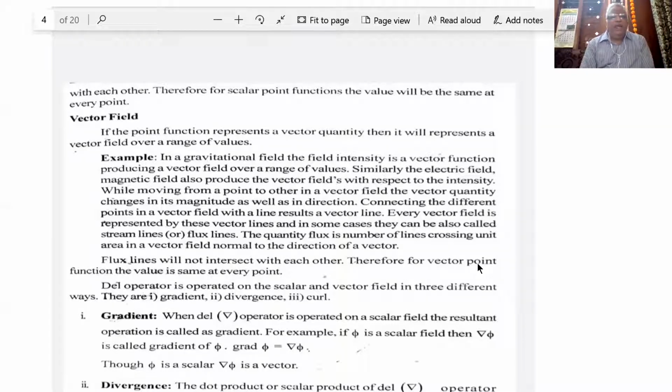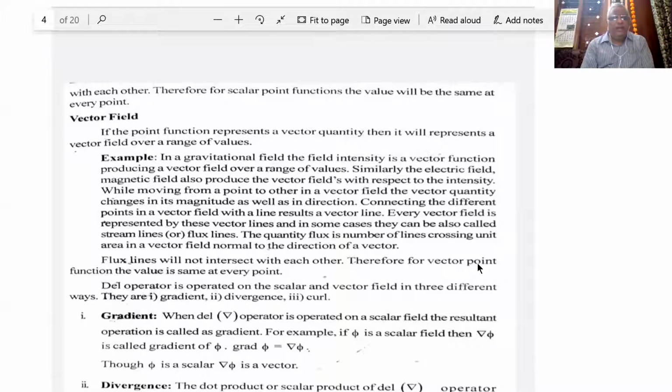The del operator operates on a scalar and a vector field in 3 different ways, which we define as gradient, divergence, and curl. When the del operator operates on a scalar field, the resultant operation is called a gradient. For example, if phi is a scalar field, then del phi is called the gradient of phi, grad phi.